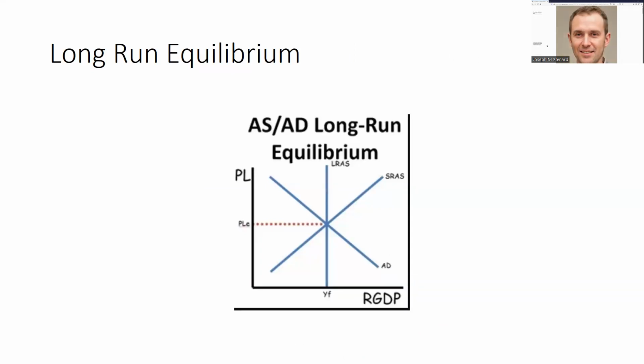Long run equilibrium is the place where the short run aggregate supply curve, long run aggregate supply curve, and the aggregate demand curve intersect. That point where they all come together is what we call the AS-AD long run equilibrium. And it's always a test question as well. It just shows that you understand what you're looking at. RGDP stands for real gross domestic product. PL stands for price level.